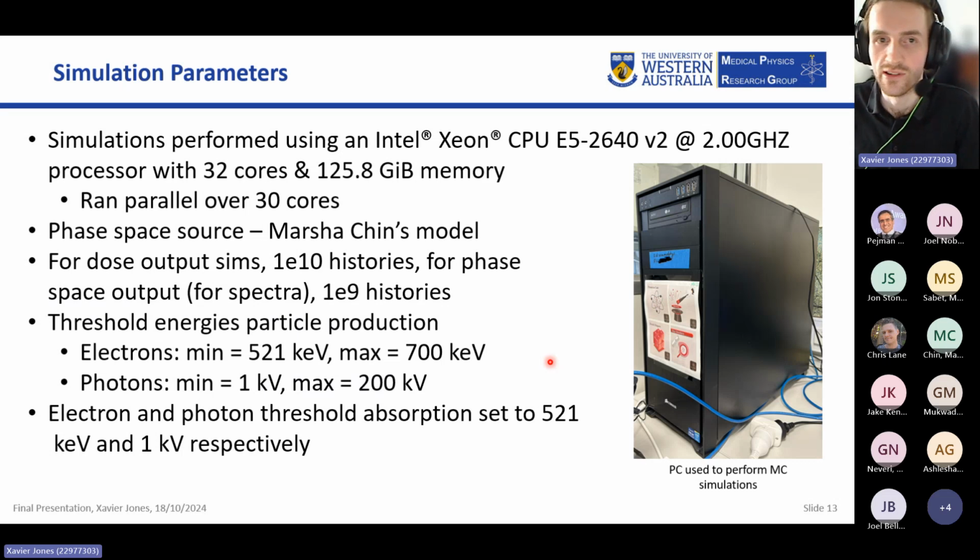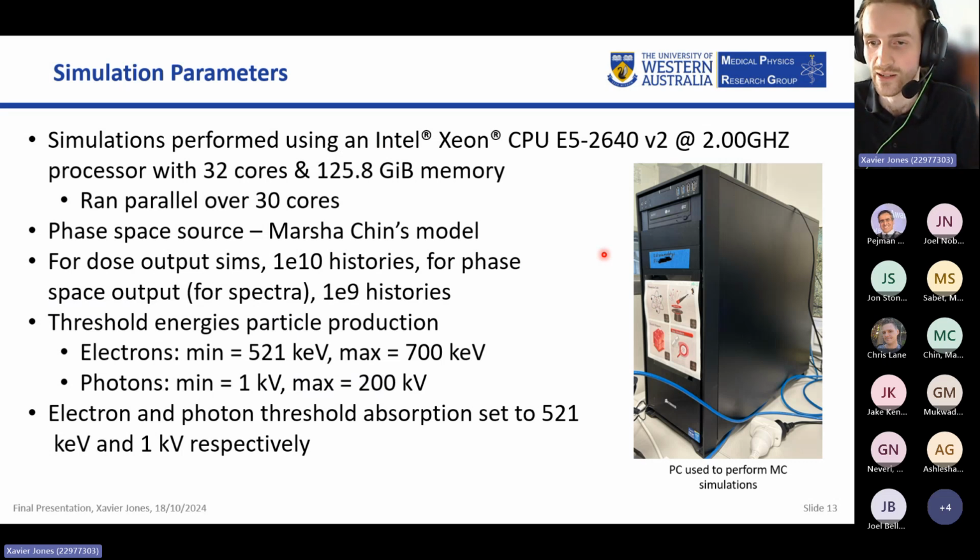Simulations were performed using this process here, with 32 cores and 125.8 gigabit memory. The PC used is shown here. All simulations are run parallel for 30 cores. A phase space of the bare probe produced by Marsha's models was used as the source. For sims with 3D dose outputs, 10 to the 10 histories were used.